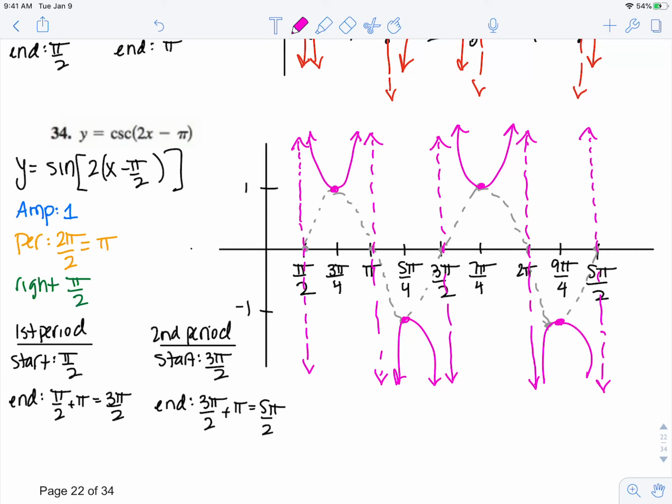amplitude point reciprocal. And so let's label those points: 3 pi over 4, 1, 5 pi over 4, negative 1, 7 pi over 4, 1, and this is 9 pi over 4, negative 1.